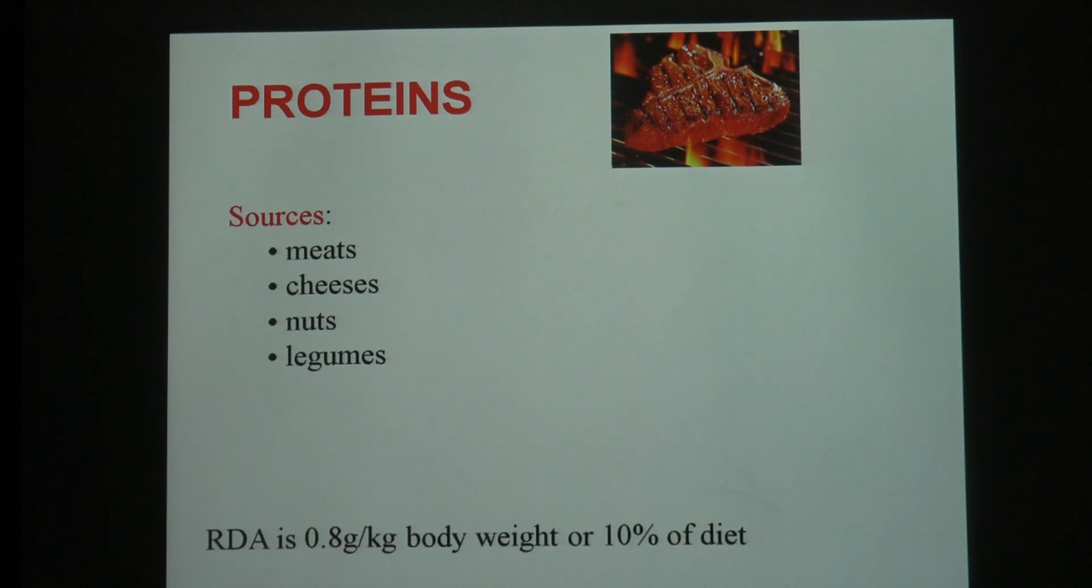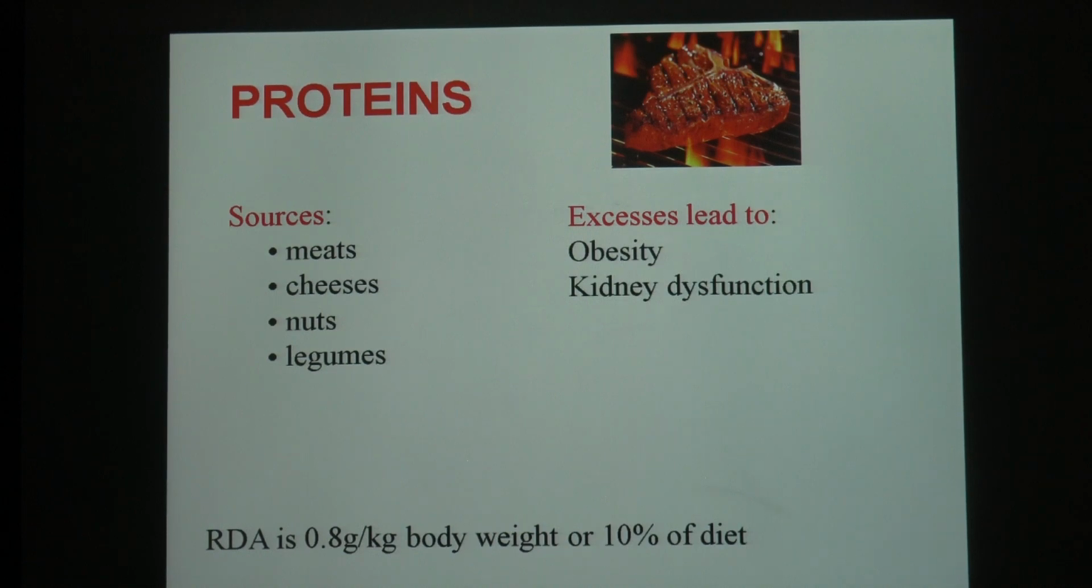Let's talk about proteins. Here are our sources. Now, there are a number of plant-based sources, and we've done a much better job with the legumes in finding those plant-based sources. However, still the bulk of and the level of the concentration of the proteins is most concentrated in these areas right here, okay? Excesses will lead to obesity and kidney dysfunction, and that's one of the big ones, okay?